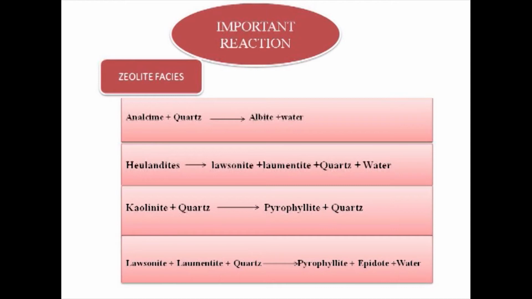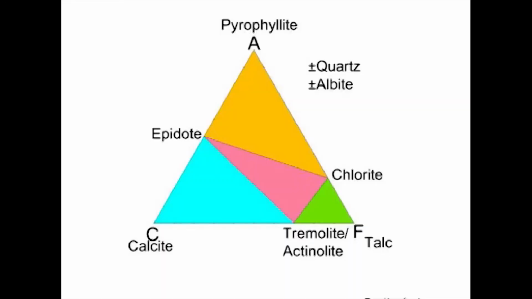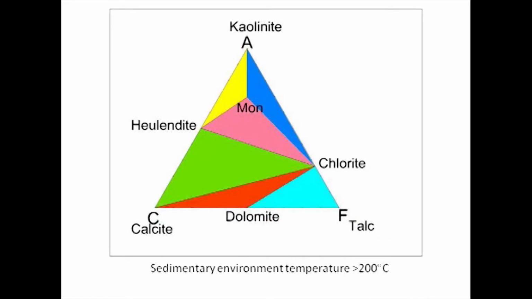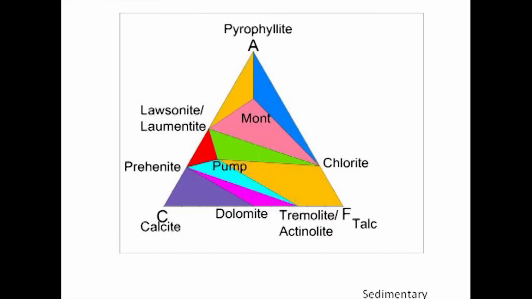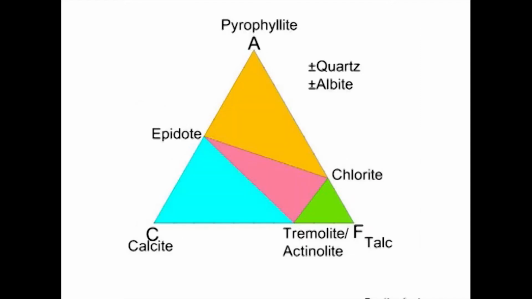Third reaction, kaolinite plus quartz gives rise to pyrophyllite plus quartz. Fourth reaction, lawsonite plus laumontite plus quartz gives rise to pyrophyllite plus epidote plus water. Next reaction, montmorillonite gives rise to pyrophyllite plus epidote plus chlorite plus water. The disappearance of lawsonite, laumontite, prehnite, pumpellyite, montmorillonite, and kaolinite marks the upper limit of the zeolite facies and also the lower limit of the greenschist facies.